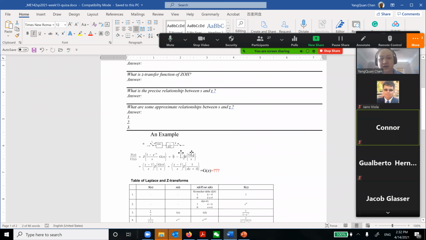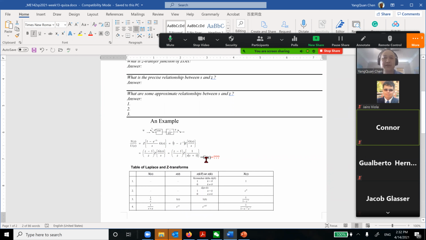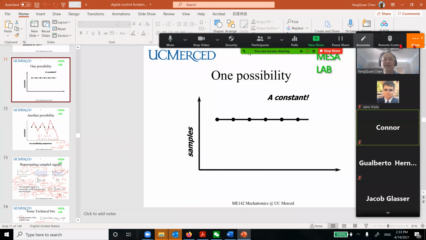There's also a very simple discretization, including ZOH. So how do you do that? Basically here, you need to apply what they call PFE, partial fraction expansion. Then you look up the table and you'll be able to get the G of Z. So we are going to study the sampling theorem, starting with a very quick review.